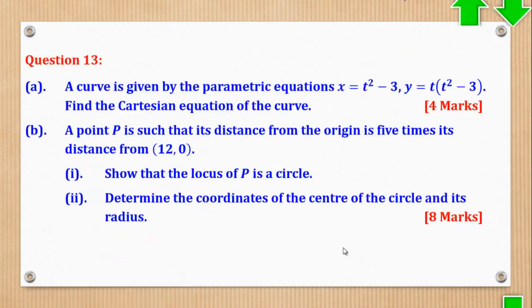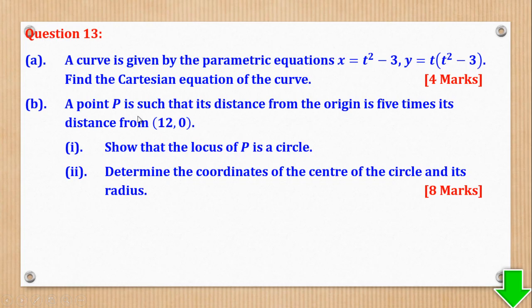Okay, that was part A. Part B says, a point P is such that, so this question is under geometry. A point P is such that its distance from the origin is 5 times its distance from 12, 0. Roman 1, show that the locus of P is a circle. Roman 2, determine the coordinates of the center of the circle and its radius. So here, this is where the trick is. Point P is such that its distance from the origin is 5 times its distance from the coordinate 12, 0.